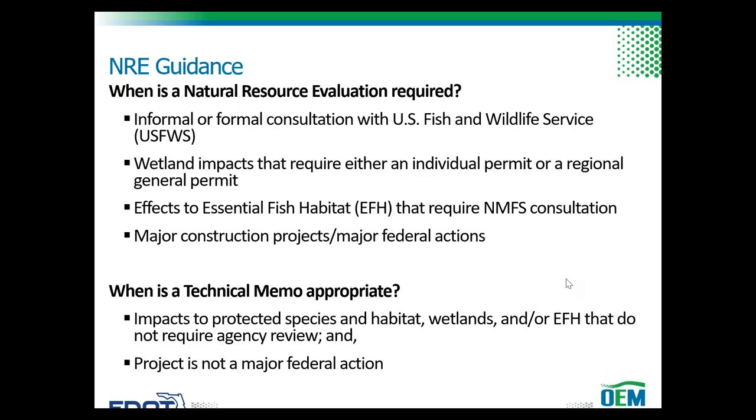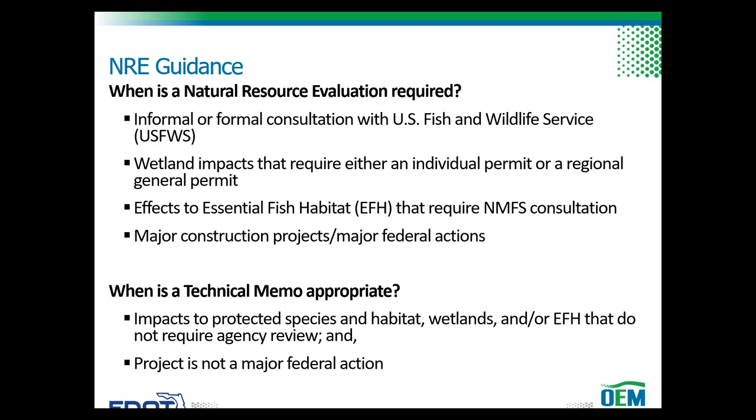We'll begin by discussing what types of documents should be prepared for these resource evaluations. Two types of documents may be prepared, either a natural resource evaluation or a technical memo. But how do you know what type of document should be appropriate for your project? Generally, it comes down to whether the impacts in your conclusions require review by an external agency. For example, consultation for impacts to federal or state listed species, an individual or regional general permit for wetland impacts, or an essential fish habitat assessment. If impacts to protected species and wetlands and EFH do not require external agency review, then a technical memo can be prepared and included in the project file and swept.